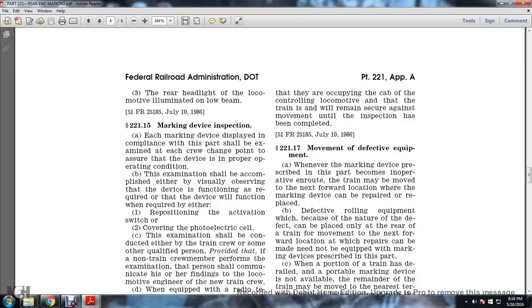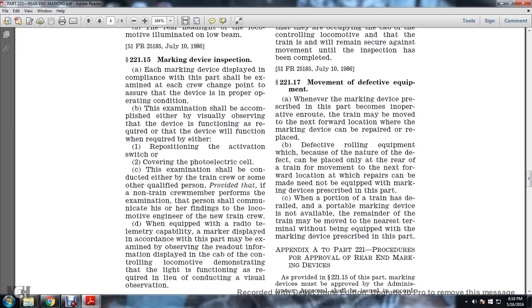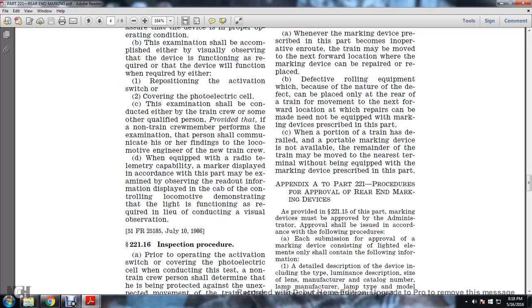221.17 Movement of defective equipment. (a) Whenever the marking device prescribed in this part becomes inoperative en route, the train may be moved to the next forward location where the marking device can be repaired or replaced. (b) Defective rolling equipment which, because of the nature of the defect, can be replaced only at the rear of the train may move to the next forward location at which repairs can be performed and is permitted not to be equipped with the marking device prescribed in this part. (c) When a portion of the train has derailed and a portable marking device is not available, the remainder of the train may be moved to the nearest terminal without being equipped with the marking device prescribed in this part. Appendix A of Part 221, procedures for the approval of rear end marking devices.